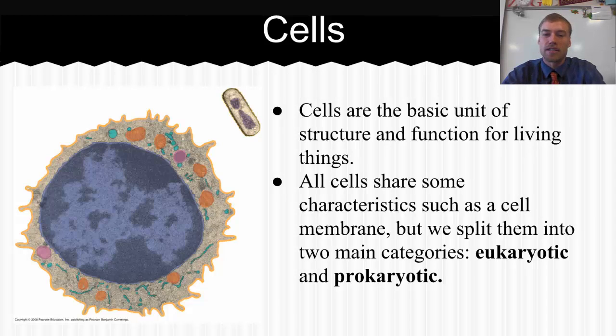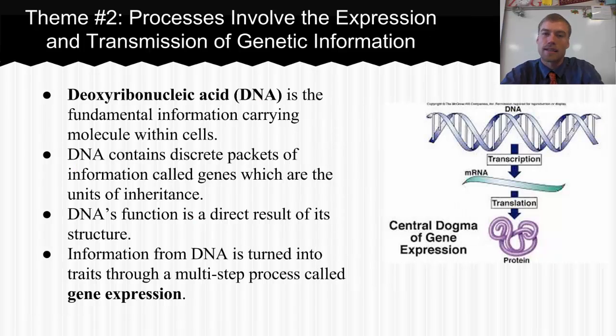Cells are, again, the basic unit of structure and function for living things, and all cells share characteristics such as a cell membrane, but we have those split up into 2 main categories: your eukaryotic cells and your prokaryotic cells. And we will spend a lot more time talking about cells individually. We've got a whole unit on that. It's unit number 2, but it is the basic unit of structure and function, and so that's why we need to talk about it and just make sure that we've got that down.